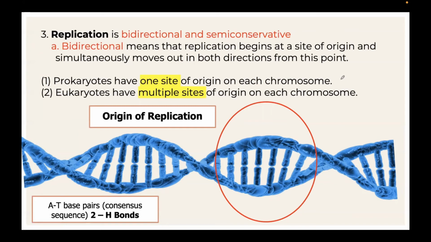And then we have multiple sites where we can begin our DNA replication, or what we call the origin of replication, particularly where there is an adenine and thymine rich area of the cell. Kasi nga po doon may two hydrogen bonds and it will require less energy para makapag-start ang DNA replication.